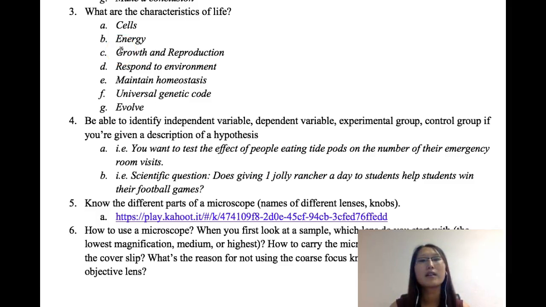The next one is, what are the characteristics of life? For this one, I guess just remember it. I don't have a good way for you to memorize it, but you should have a general sense that, let's say, moving is not a characteristic of life, but all life has cells and all these.